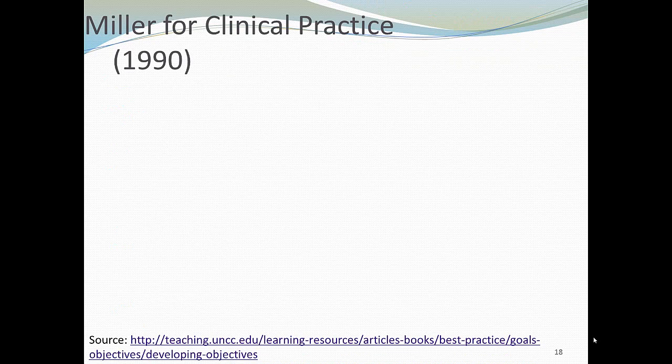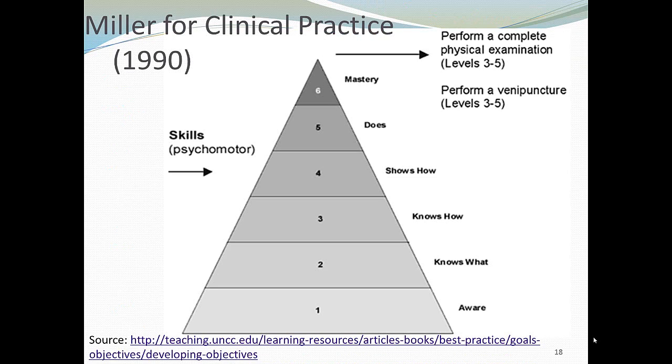Miller came along in 1990 and said, well, it's not just knowledge, but there's awareness knowledge. There's knowing what to do, knowing how to do it. Some of the behavior is showing how to do it and actually doing it. So showing how in the classroom, doing it in the workplace, and then mastery would be a level above that.